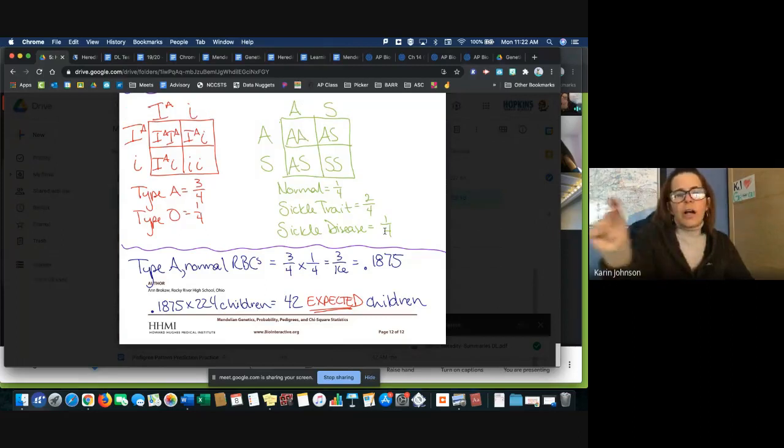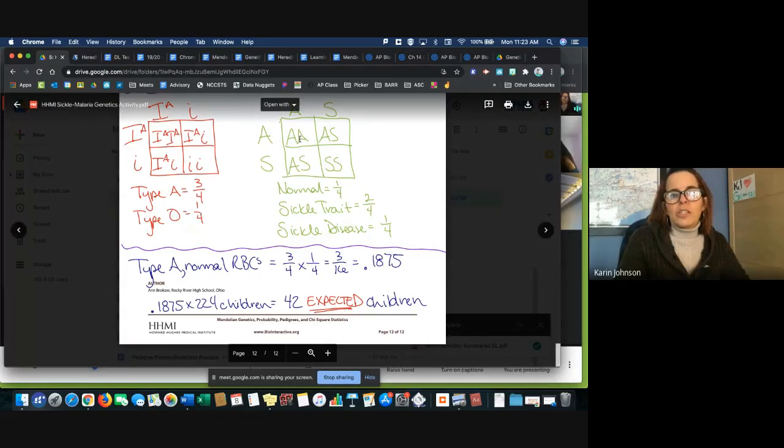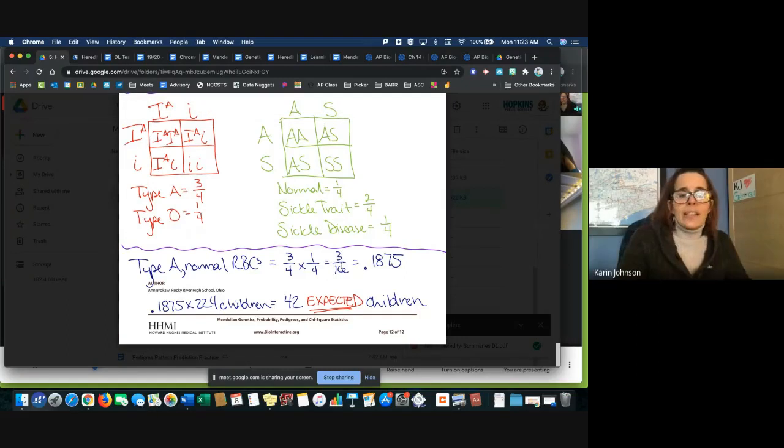And then for each row, I multiply it together. For example, the first group of offspring is basically asking, what are the odds that they will be type A and have normal red blood cells, which means homozygous dominant for sickle cell anemia. I went to type A, it's 3/4. So I wrote down 3/4. Then I multiply it by the odds of being normal red blood cells, which is big A, so 1/4, and I got 3/16 or 0.1875.